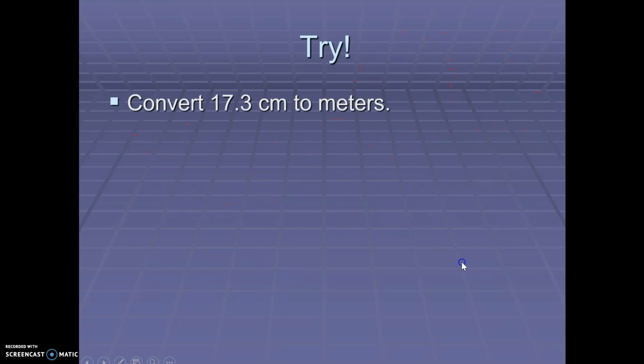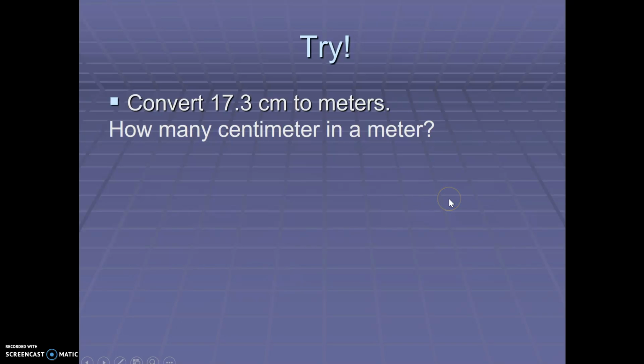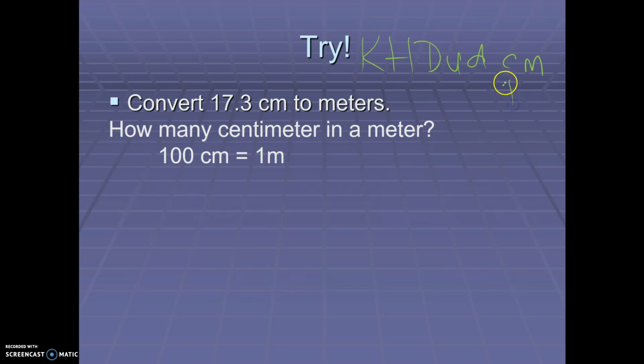Let's try another one. In this case, I want to convert 17.3 centimeters to meters. So think about it. How many centimeters in a meter? How am I going to create that conversion factor? Well, if I look at my King Henry died unexpectedly drinking chocolate milk and use that as my guide, centimeters are here with the C and meters are at that unit again. So how far apart are they? Only 2 spaces. 2 spaces means 100. So I always give the bigger one a 1 and the 100 to the smaller one.